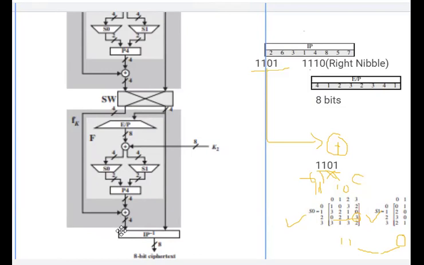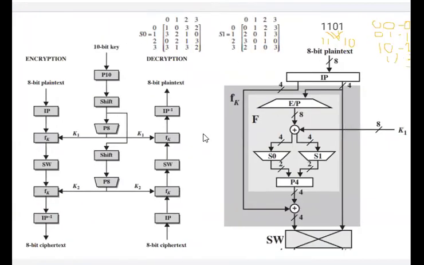And then at the end, the left hand side nibble 4 bit after XOR, and the right hand side nibble you take as it is. Together they will form the 8 bit. This 8 bit you need to again permute with the IP inverse operation. And after doing that IP inverse, that will give you the 8 bit ciphertext. I hope the encryption algorithm is clear to you now.